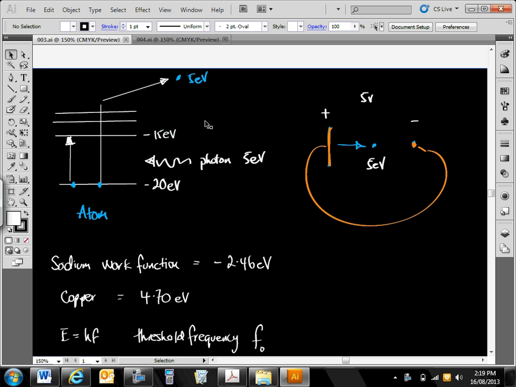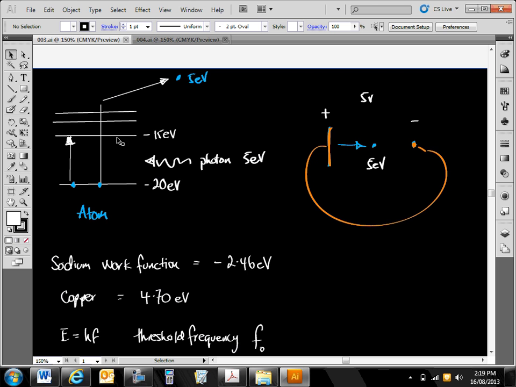It's just a simplified version. Of course, this is not how it happens. There's lots of these things, and there's lots of these things in a metal. But let's just look at one transition. A photon comes in. The photon has, what we're saying is this is minus 20 eV and 15 eV.